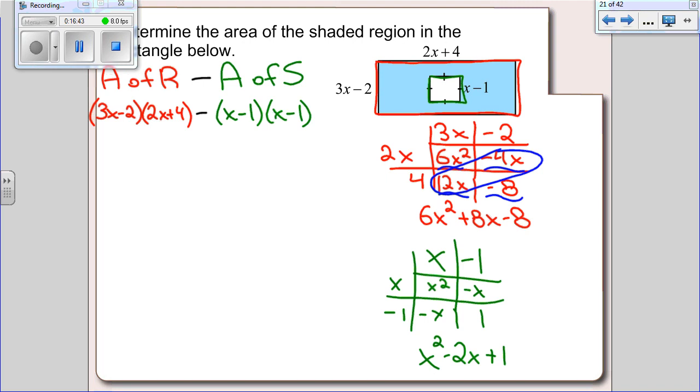Now that I know what these things are, I'm going to put them back in my big formula up here. So my area of a rectangle is 6x squared plus 8x minus 8 minus x squared minus 2x plus 1. Notice that I put my answers in brackets. The brackets are actually going to make a difference in this question. Why are the brackets, especially on the green one, going to make a difference?